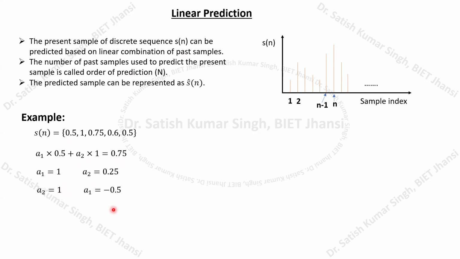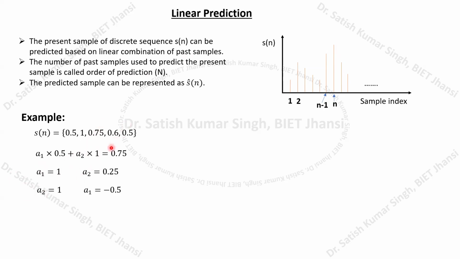Here I have shown you only two combinations of A1 and A2 that give you the sample 0.75. There are other combinations which are also possible. I have just shown you only two combinations, so there could be any other possible values of A1 and A2 that give this result 0.75.